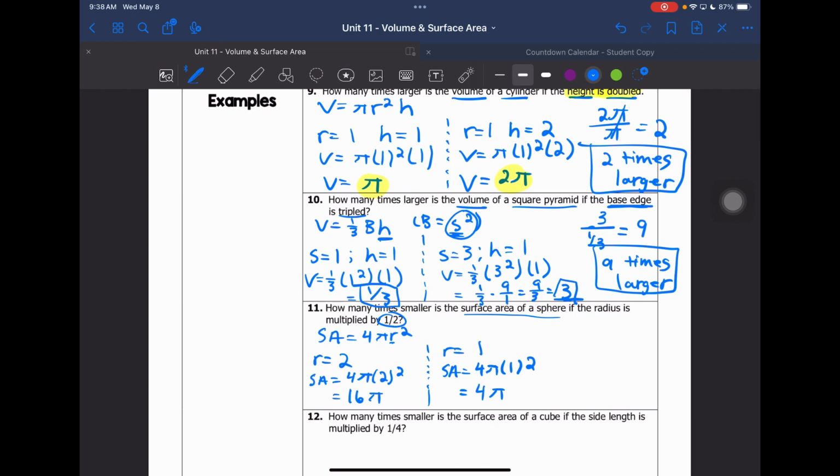And then the last thing is to divide them to see how much bigger or smaller it is. So 16 pi over 4 pi, 16 divided by 4 is 4, and these pi's cancel out. So the new sphere has a surface area that's 4 times smaller.